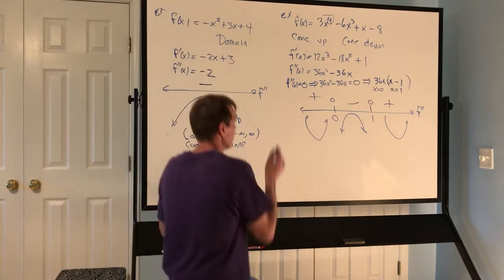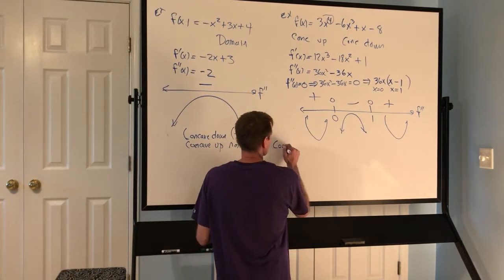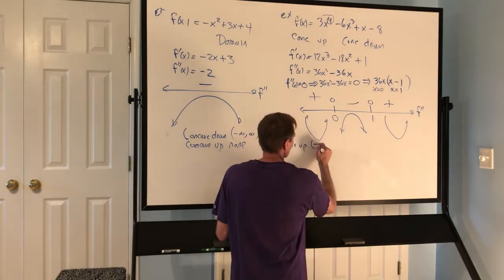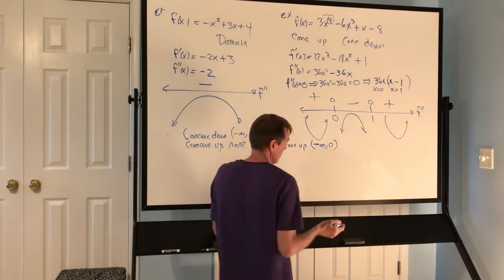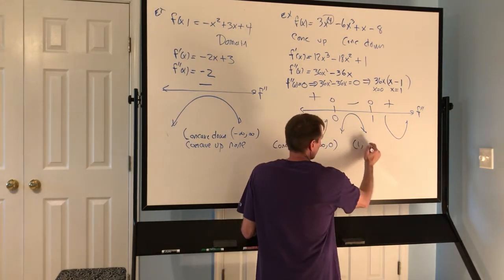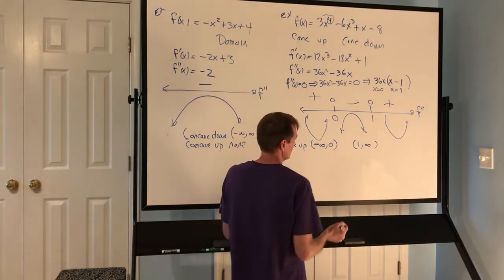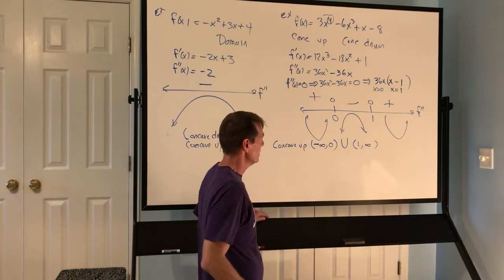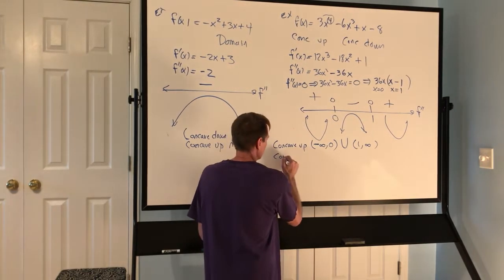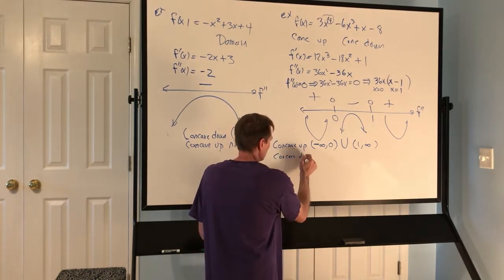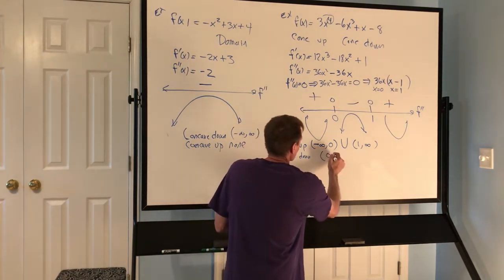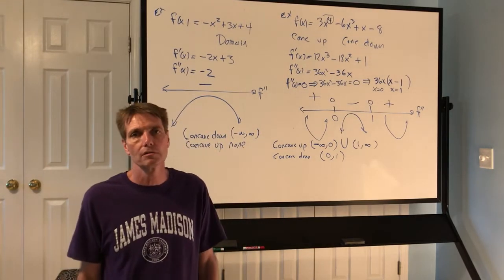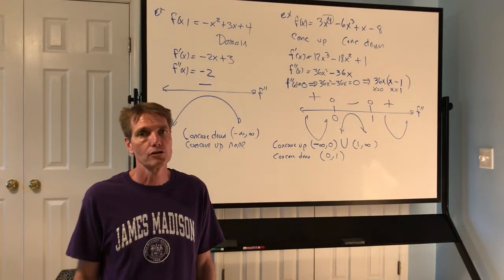So if they ask for intervals of concave up, it would be from minus infinity to 0 and from 1 to infinity. And then let's weld that together with our union sign. Concave down, 0 to 1.